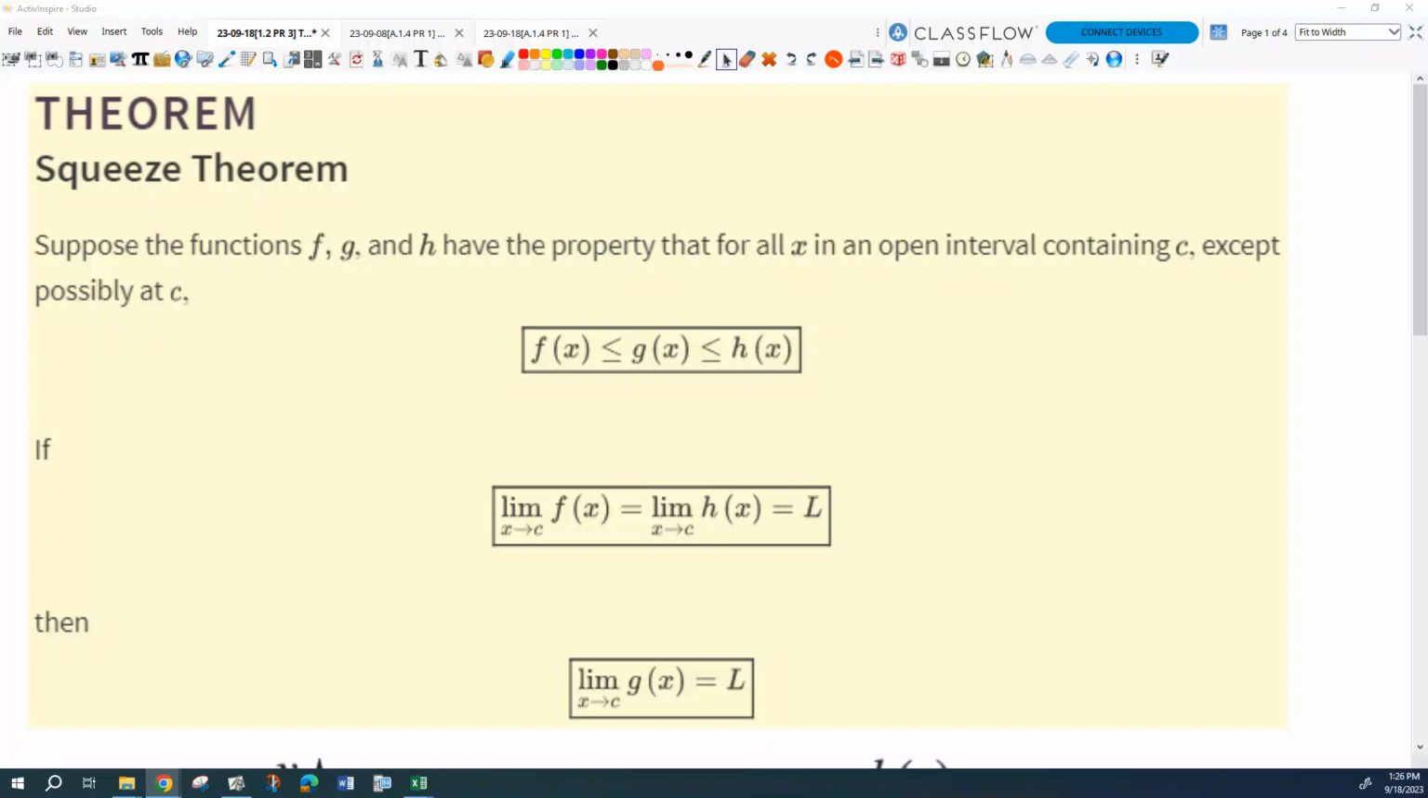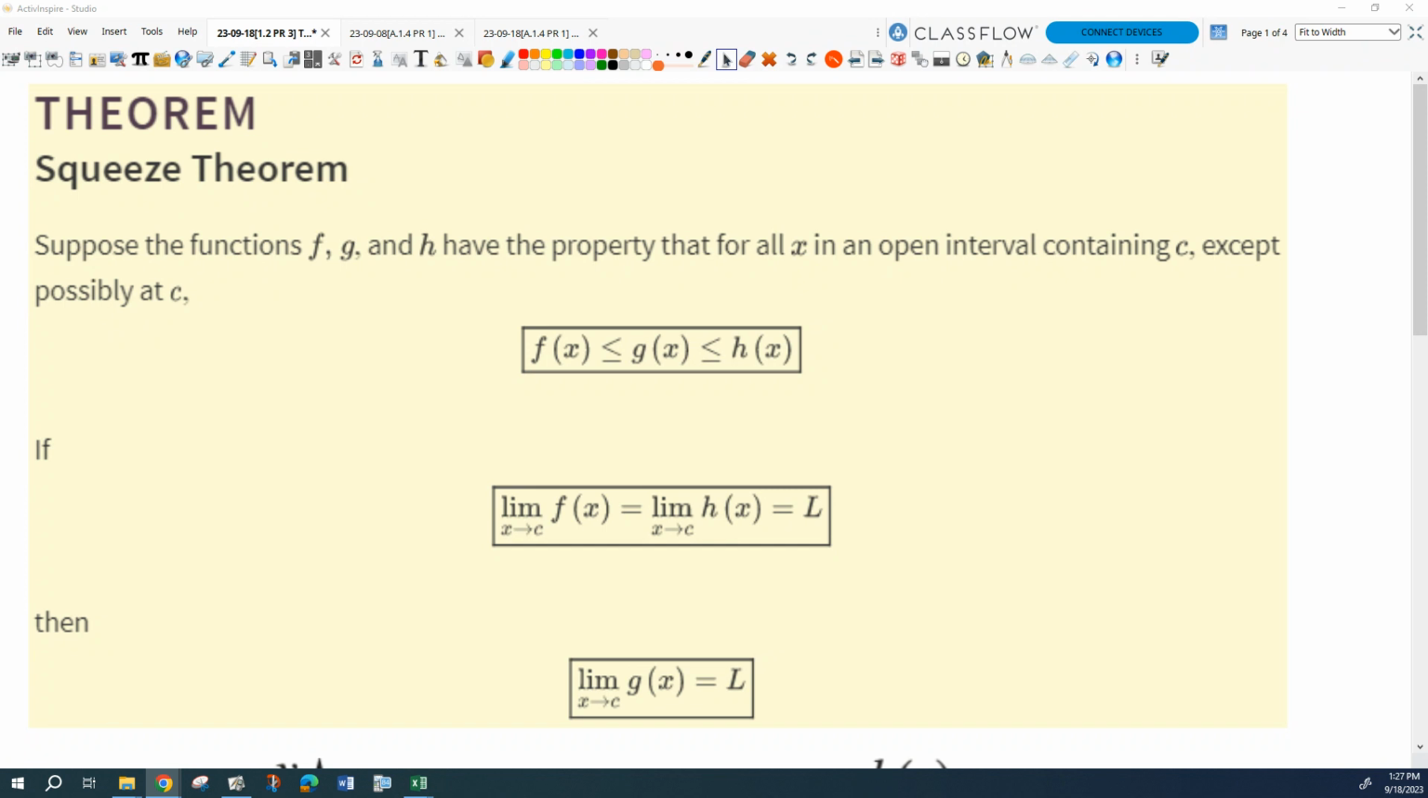But let's look at this here. Suppose the functions f, g, and h have the property that for all x in an open interval containing c, except possibly at c. So you can tell we're talking about limits here, right? Because we don't really care what's happening at c, but every place else, it is true that f of x is less than or equal to g of x, and g of x is less than or equal to h of x. What we really should say there is g of x is greater than or equal to f of x and less than or equal to h of x.